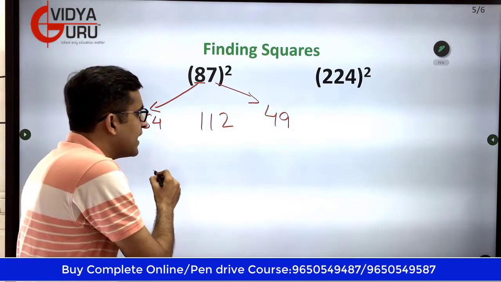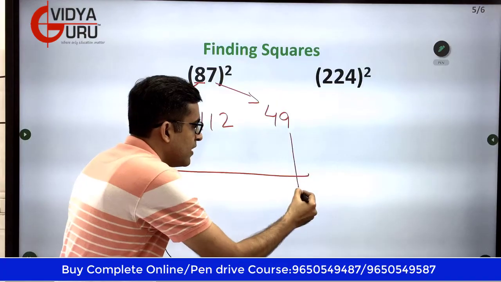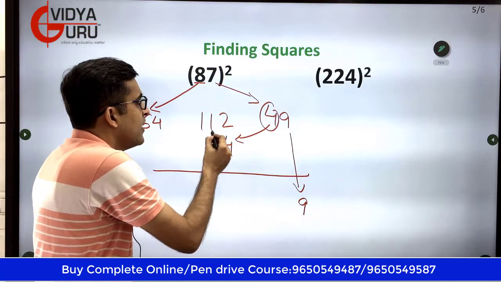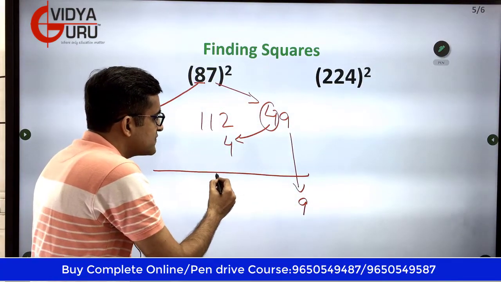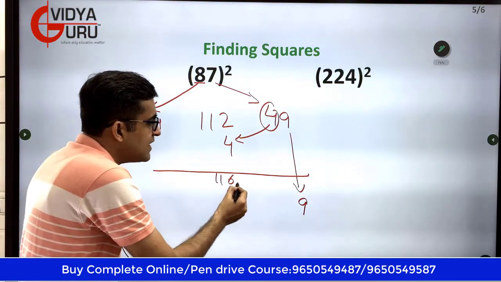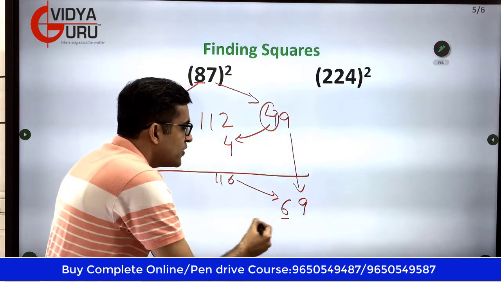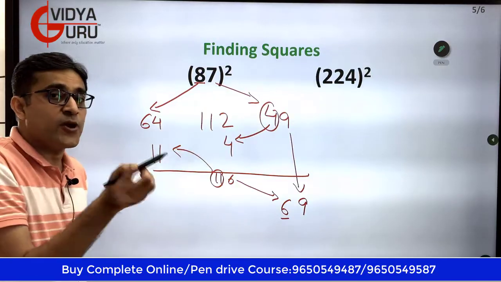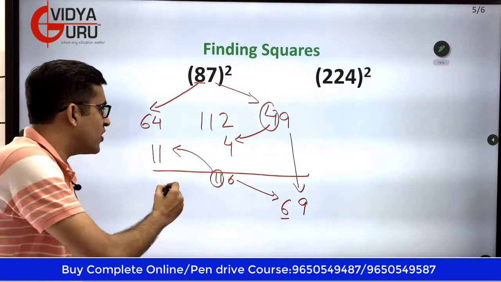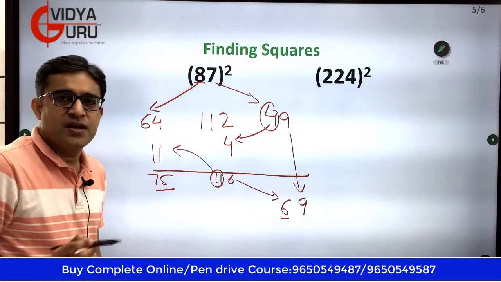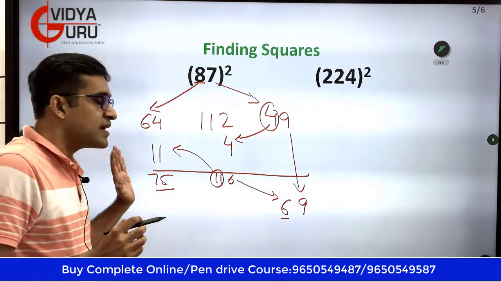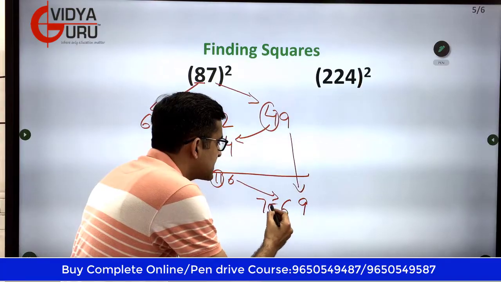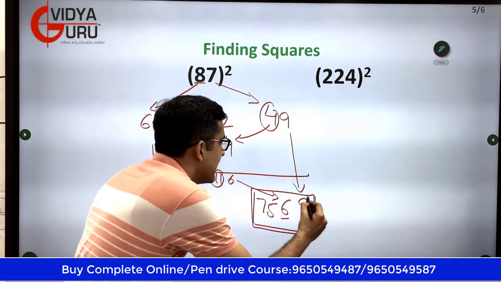Now very simply I'm going to use the units digit. 9 is used, 4 gets carried forward. 112 and 4 gives me 116. I use the 6, which is the units digit. 11 gets carried forward. 64 and 11 gives me 75. Now I've reached the end. There is nothing to carry forward to. So the 75 will be written as a whole. So 7569. That's the answer.